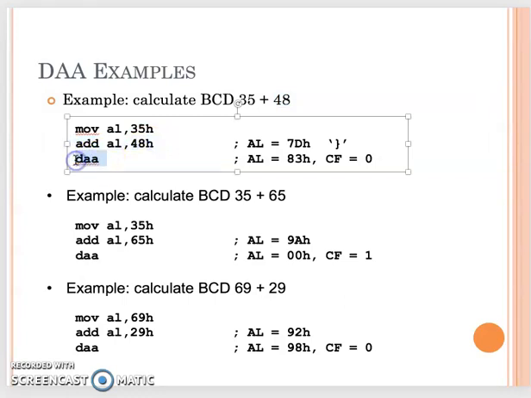So after you do the DAA, 35 plus 48 supposedly is 80, but it's not 80. 5 plus 8 is 13, right? So 13 is D. If we do the hex addition with add, it really works in the binary system. So what it really computes is 7 and D. But for us humans, we cannot really see it as 7 and D. We need to see it as 83.